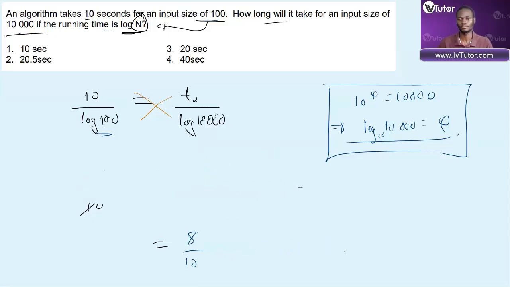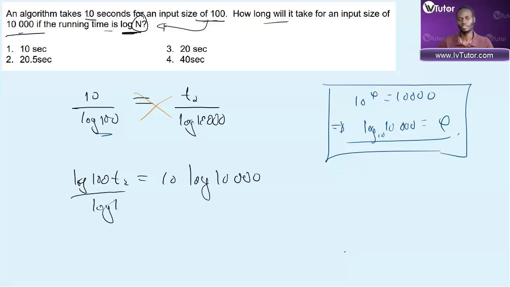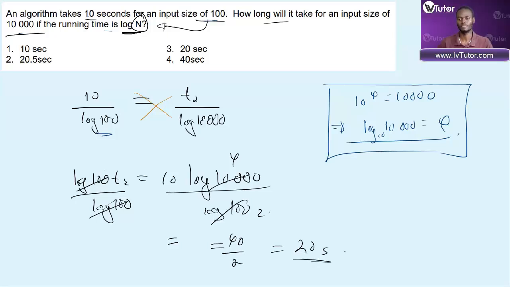Just get this off the way. So this should be log 100. T2 is equal to 10 log 10,000 over log 100. Then divide by, then T2 is equal to 10. This is now going to be 4. This is 2, which is equal to 40 over 2, which gives you 20 seconds. Yeah, therefore your answer is 3. Sorry about that. Right, next question.